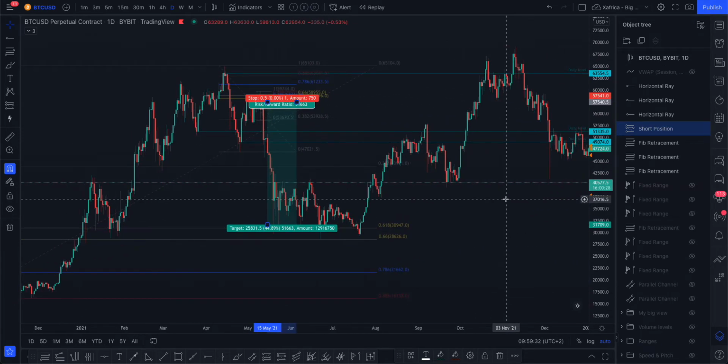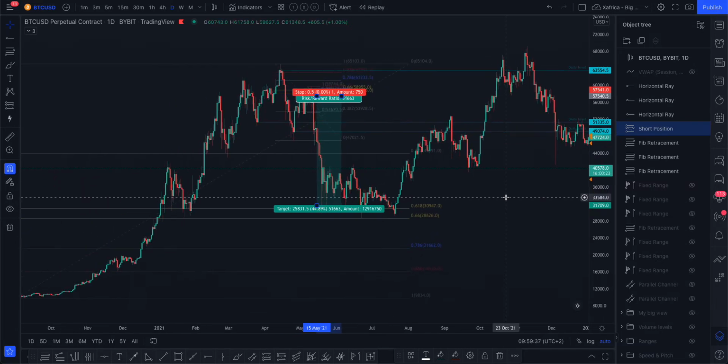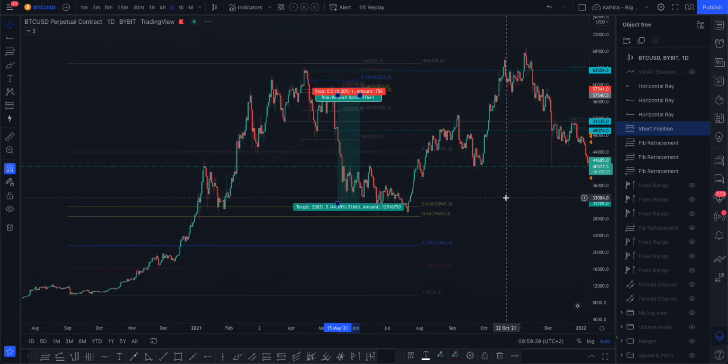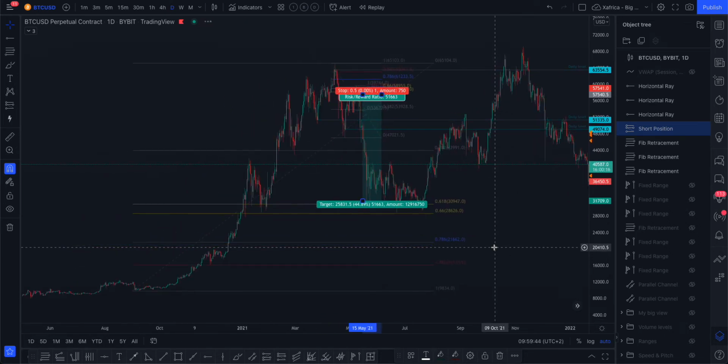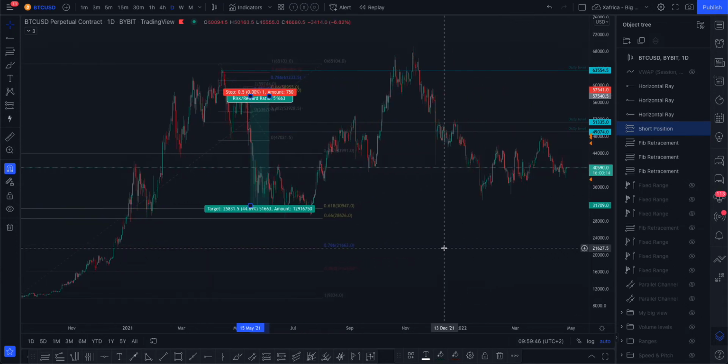So don't give me the credit that I make it sound so easy, because I sometimes also get so involved in the charts that I zoom in too closely into lower time frames and miss these big moves.